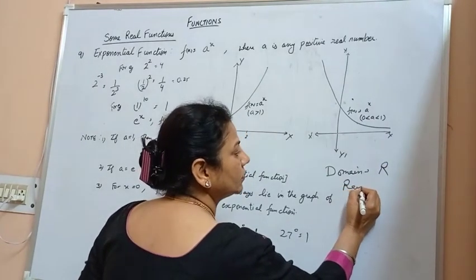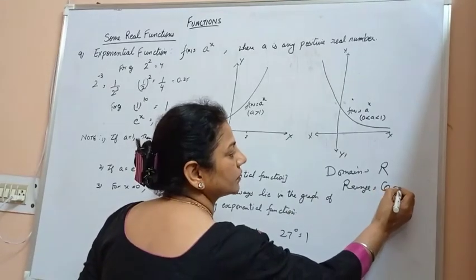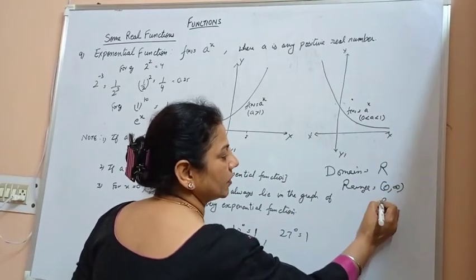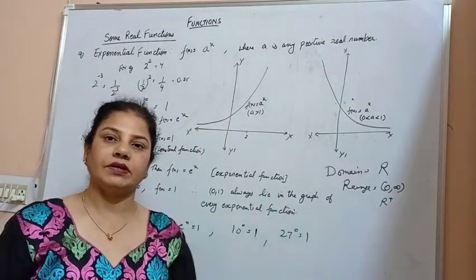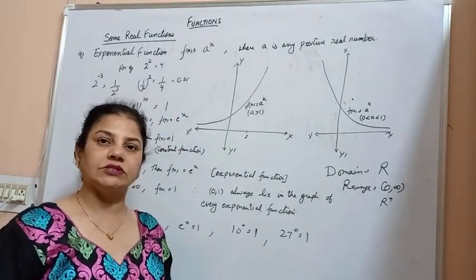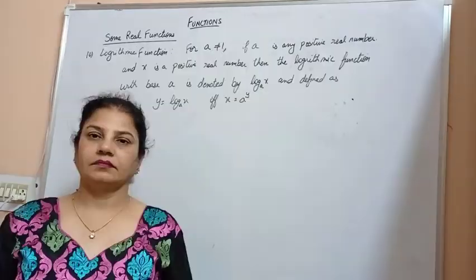And when we talk about the range of the exponential function, it will always be positive. Always a positive real number. You can say positive real numbers, or you can say it is 0 to infinity. The range of the exponential function is 0 to infinity, and the domain is the real numbers.